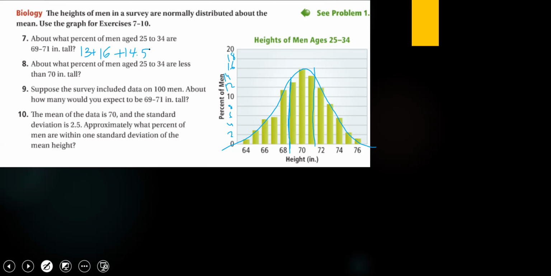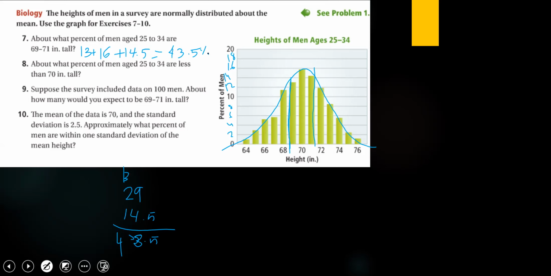So when you add them here, we have 43.5% of them between 69 and 71.